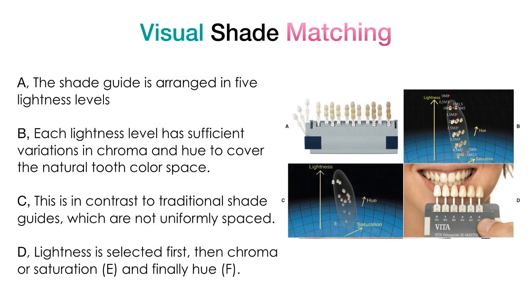The shade guide is arranged in 5 lightness levels. This means that each lightness level has sufficient variation in chroma and hue to cover the natural tooth color space. This is in contrast to traditional shade guides, which are not uniformly spaced.